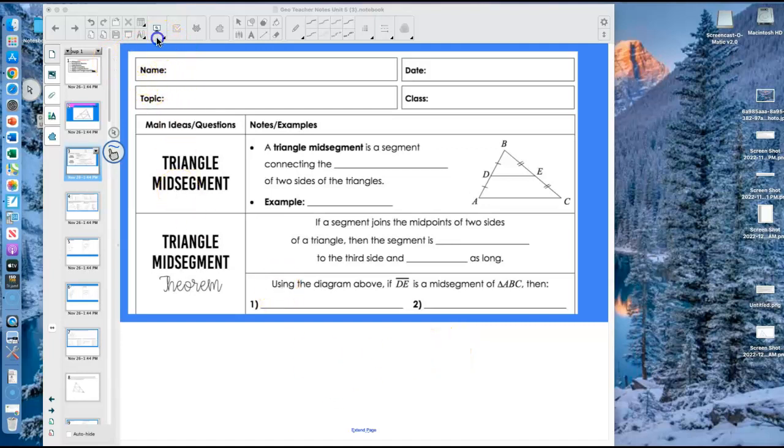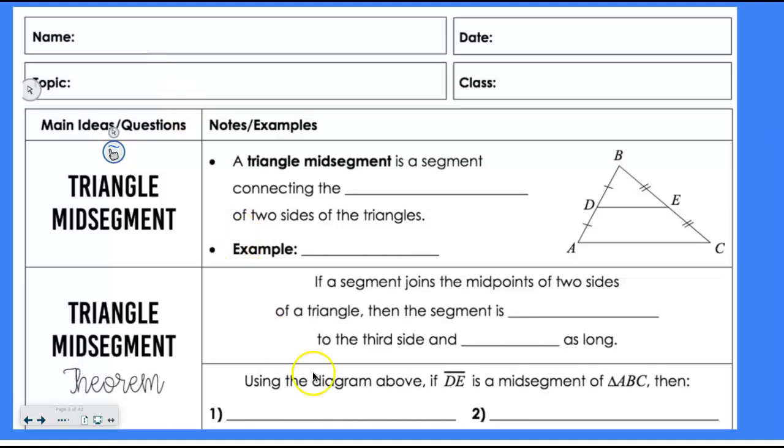So let's go into our first section. We're going to be working with the relationships in triangles, more the number stuff than the proof stuff. So first of all, our first topic is going to be what's called a midsegment. So let's go write that up here. Midsegment of triangles.